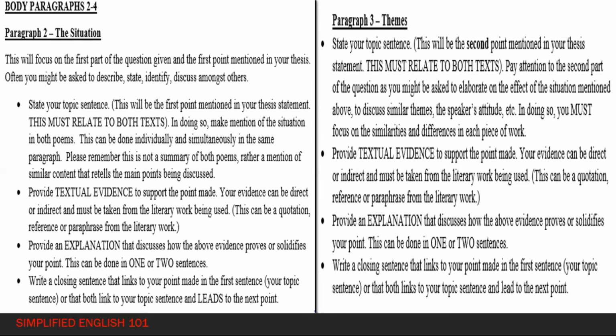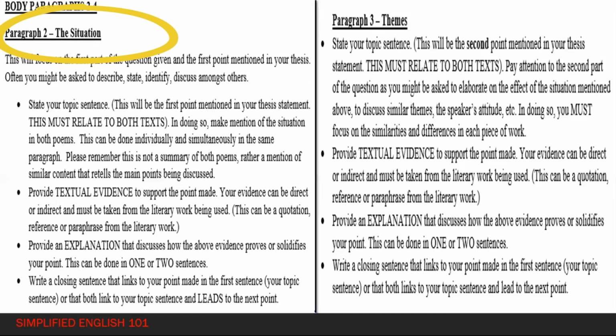For your paragraph 2, we're going to focus on the situation. This is always the first part of the question. Sometimes it wants you to summarize the 2 works, to describe something in the 2 works, to discuss something in the 2 works. In your situation, you will focus on the first part of the question given and the first point mentioned in your thesis.